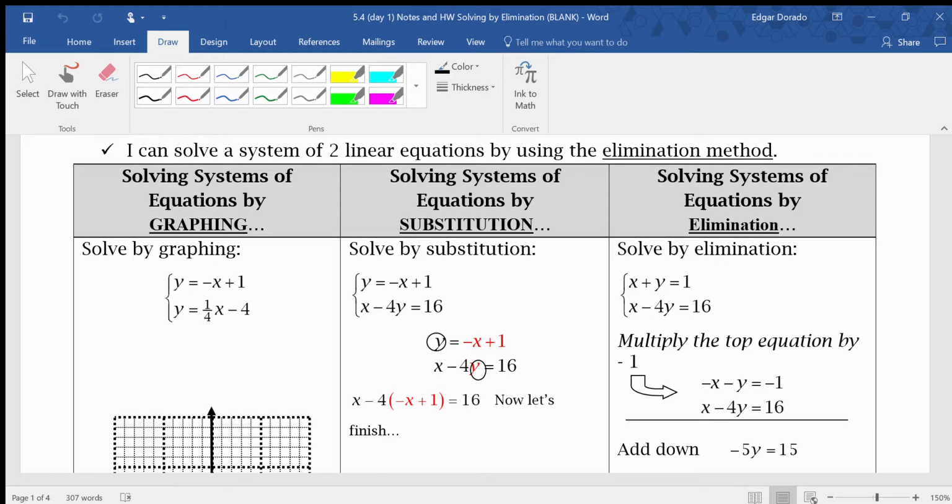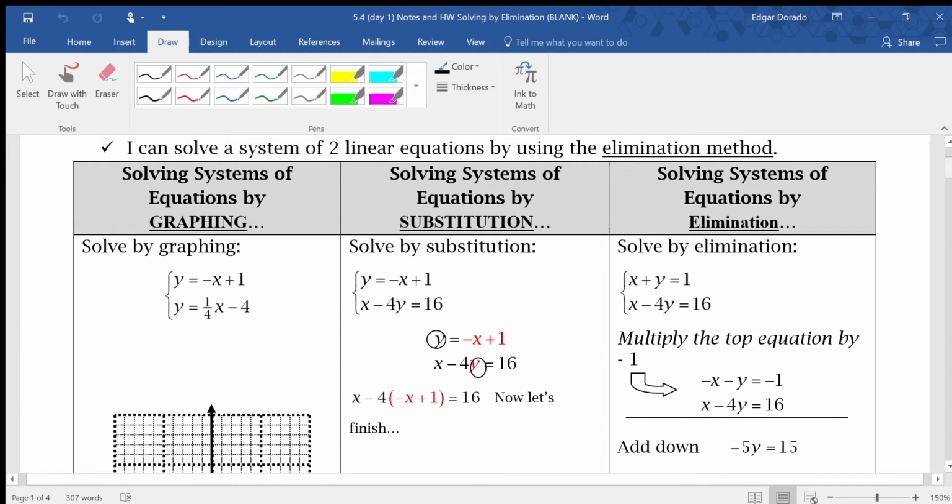If you have something like example number 2 here for the substitution column, you already have one of those variables equal to something else, like y equals negative x plus 1. That's when you would use substitution. And then we're going to go into one more type of problem, which is solving systems by elimination, and that one involves a little bit more in-depth stuff. But for now, let's review a little bit on graphing and substitution.